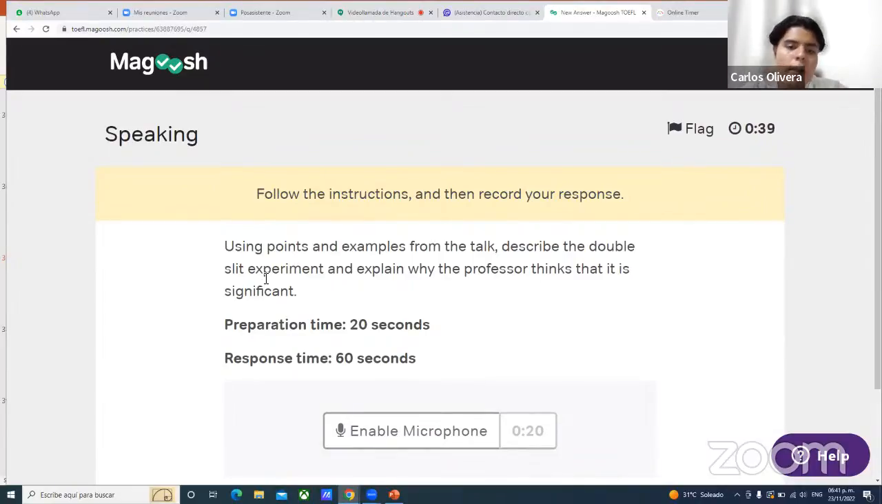It says, using points and examples from the talk, describe the double slit experiment and explain why the professor thinks that it is significant. When you think about this question, all it does is basically asking you to summarize the lecture, right? Because it's telling you, okay, describe the double slit experiment. And description is basically part of a summary, right? When you're summarizing something, you are describing it. You're describing what material or content was present in a particular information source.